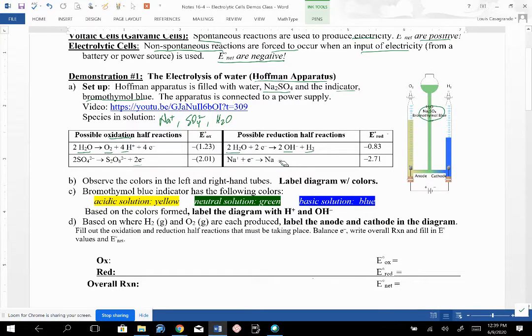Now, there's a couple of things going on here. Notice that I've got the reduction potentials turned around now as an oxidation potential. In all cases, the reaction that has the most positive potential is going to be the reaction that works. So the most positive oxidation and the most positive reduction are the ones that are going to take place because they're going to be more spontaneous. Even though we're pushing them in the backwards direction, they're going to be more spontaneous.